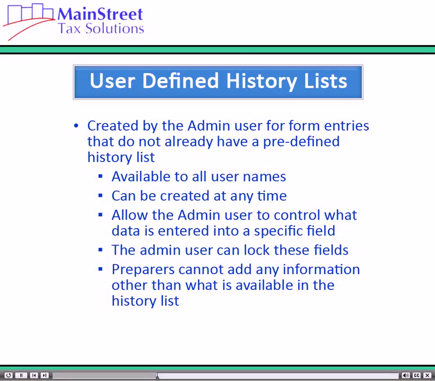A user-defined history list is created by the admin user for form entries that do not already have a predefined history list. These lists are available to all usernames and can be created at any time. User-defined history lists allow the admin user to control what data is entered into a specific field. The admin user can lock these fields so that preparers cannot add any information other than what is available in the history list.